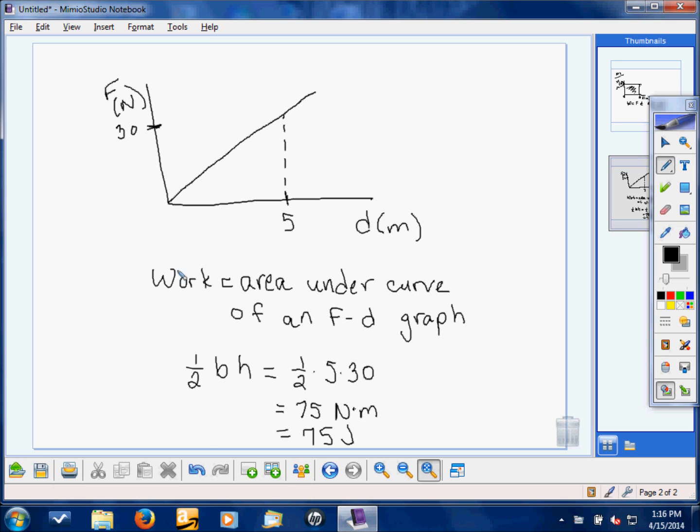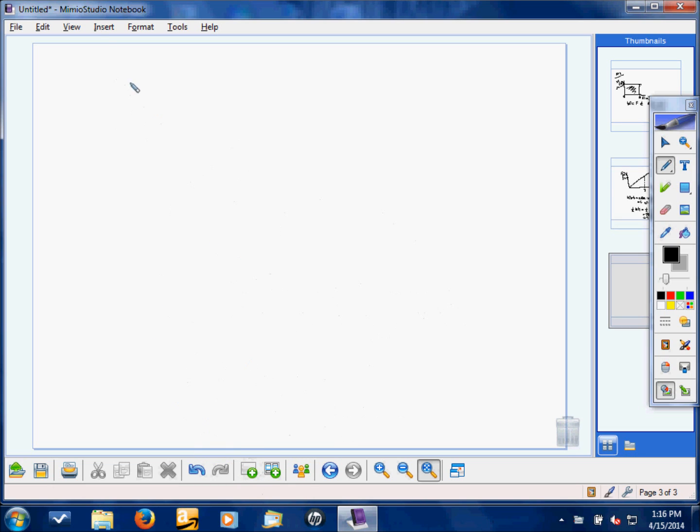Now we're going to move on to a new topic. We're going to move into power. Okay, and power is actually the rate of doing work. Rate of doing work. Write this down.